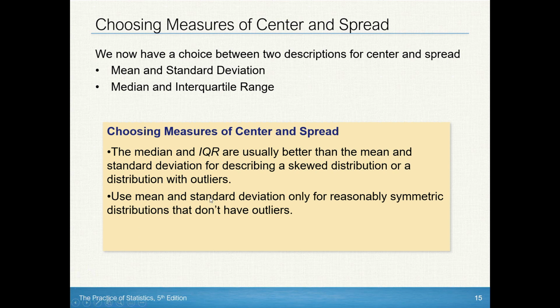So the mean and the standard deviation can be heavily influenced by outliers. That's called non-resistance. They don't resist changing. The median and the IQR are a bit more resistant to those unusual values. And so when we have unusual values or skewed distributions, we like to use the median and the IQR to describe them.